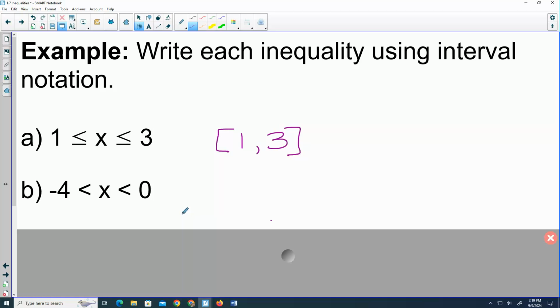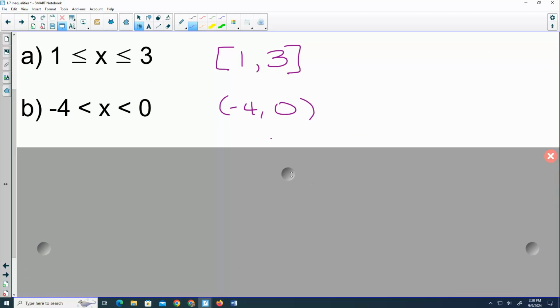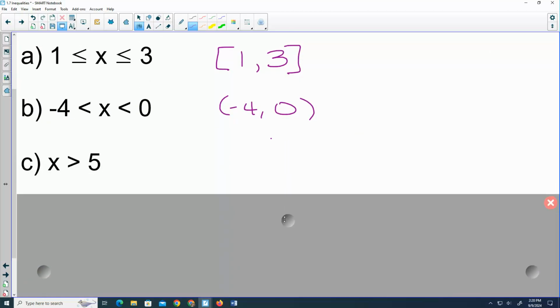So what would we write for B? How would we write B? Parenthesis, -4, comma 0. Both of them were not equal to, so they both get parentheses.